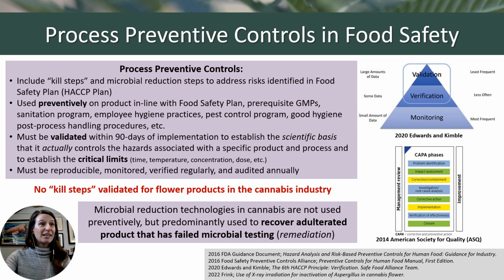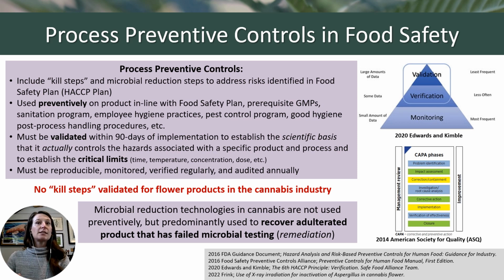So the kill step, again, needs a 5 log reduction. In food safety, a 1 log reduction is a 90% reduction, 2 log is 99%. So a 5 log reduction would be a 99.999% kill rate. And right now there is no validated method in the cannabis space on flower products that is validated to get you a 5 log reduction. So there's no such thing as a cannabis kill step.